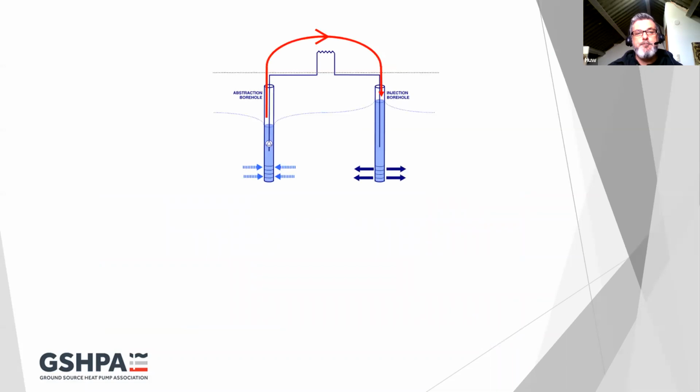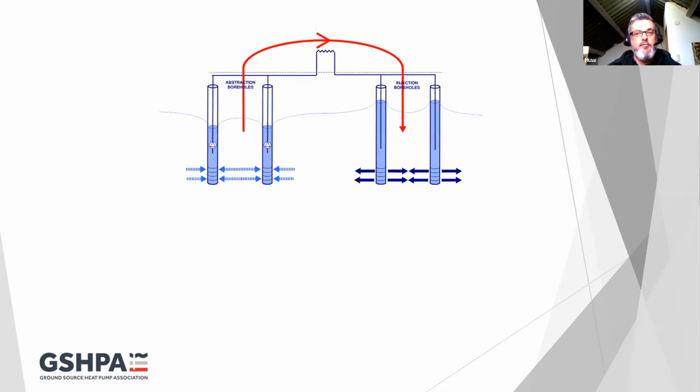So briefly then, in a little bit more detail, what sort of systems do we typically model with our numerical models? Well, we have a unidirectional system where we have a dedicated abstraction borehole, dedicated injection borehole. You could call that a bit like a pump and dump system. Of course, when flow rates and thermal loads are required, we have multiple abstraction boreholes, multiple injection boreholes to increase the flow rate past the plates.